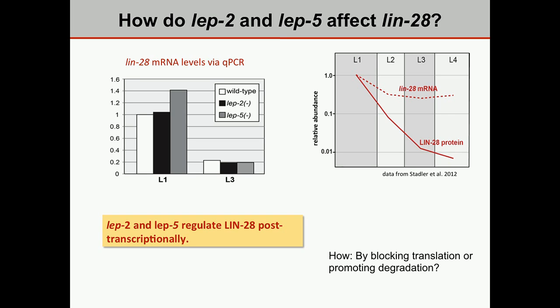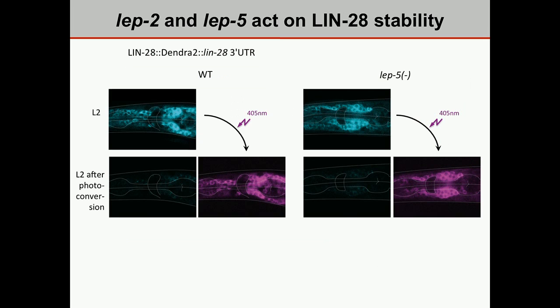It could do this in two ways. It could either block translation or it could promote degradation. So to distinguish between these possibilities, we tagged LIN-28 with the photoconvertible Dendra2. This reporter fluoresces in the green range, and in L2 animals it's particularly bright in the neurons in the pharynx region, which you see here.